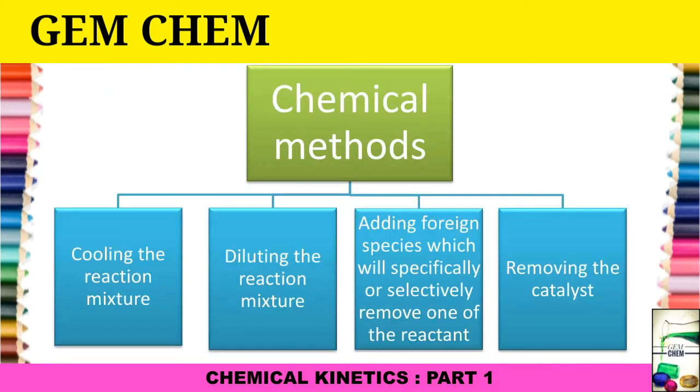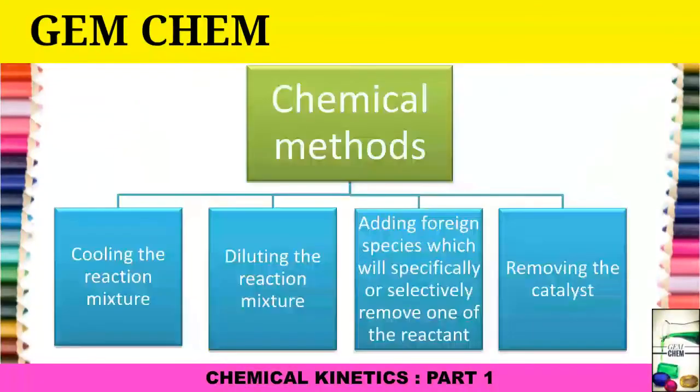Now see chemical methods. Chemical methods include cooling the reaction mixture. Suppose we are under lab conditions and we are doing hydrolysis of an ester. So we need to react an aliquot with acid by titration, and to make sure that no further reaction takes place, we need to cool it or dilute it and then study the reaction. So this is difficult. We have to take it to an extreme level to study the different progress of reactions, right? Another method is diluting the reaction mixture, that is this one.